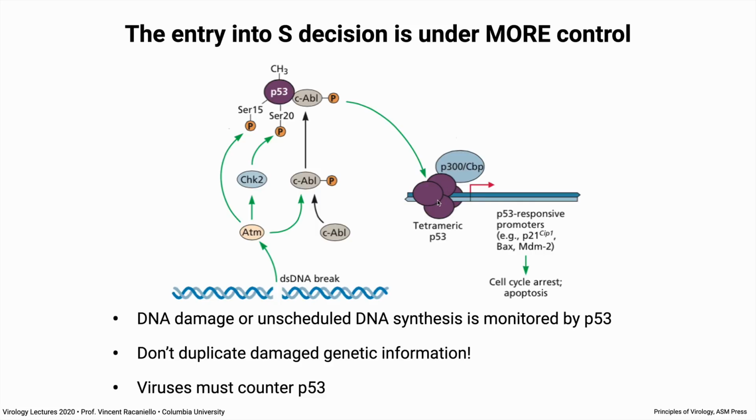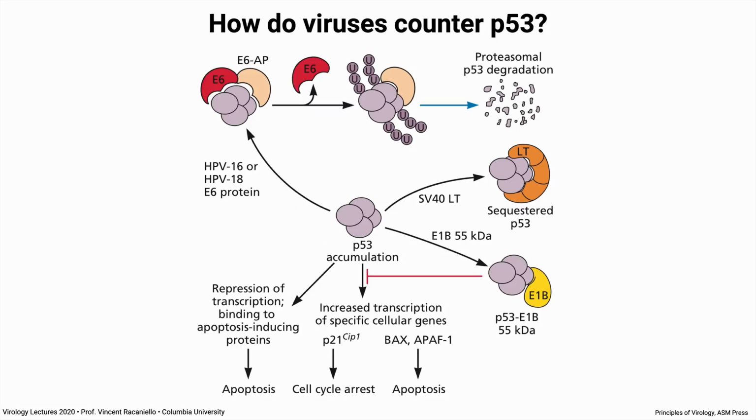P53 then binds to a variety of promoters of what are called P53 responsive genes that lead to cell cycle arrest and cell death. So the cell doesn't want unscheduled DNA synthesis, doesn't want damaged DNA. Don't duplicate damaged DNA. And P53 controls that. So if a virus is going to kick a cell into mitosis, it has to counter P53. And here's how they do it.